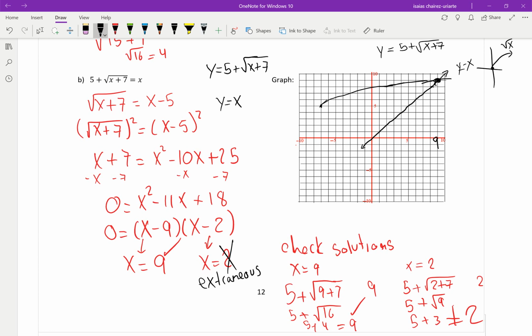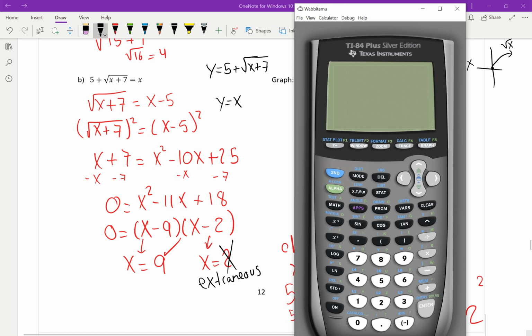Let's use some technology to verify this. So let me go back to my plots. Let me delete them. I'm gonna clear the first one, and I'm gonna clear the second one. So we had 5 plus the square root of x plus 7.